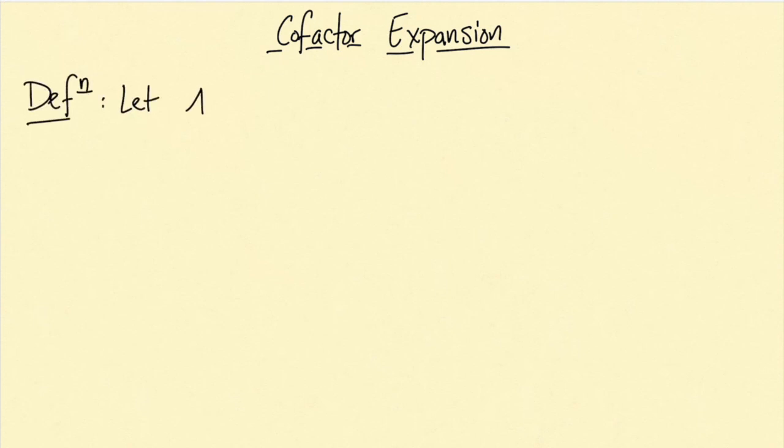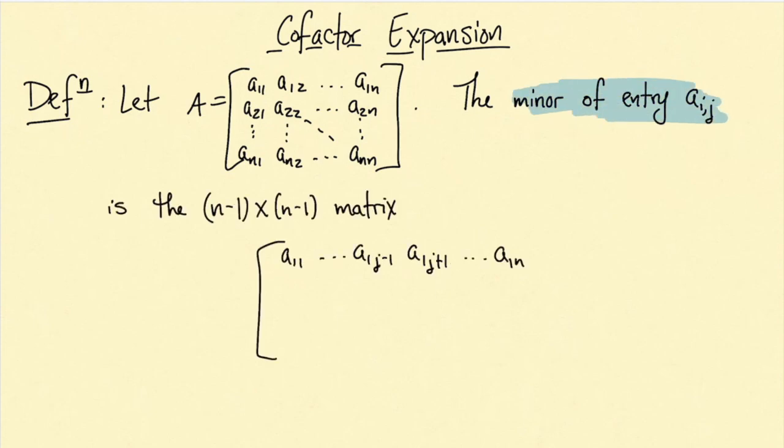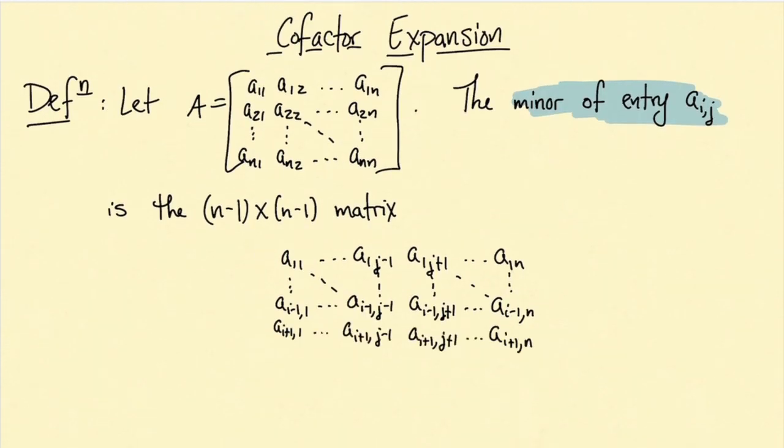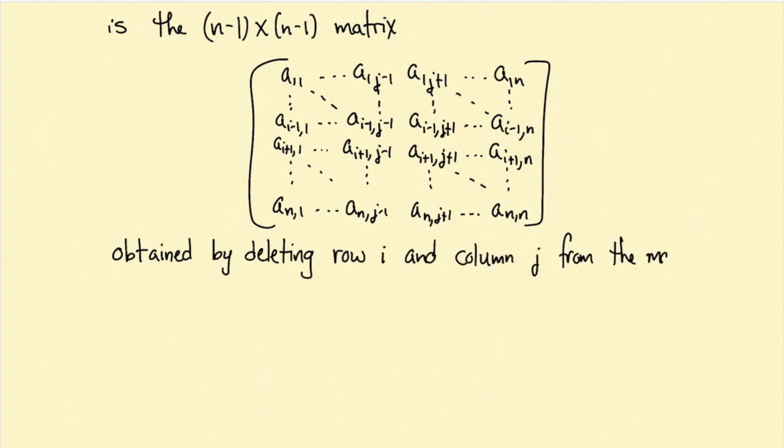So we're going to start out with an n by n matrix A, whose entries are the aij's. We define the minor of the entry aij to be the following n minus 1 by n minus 1 matrix, which is obtained by deleting row i and column j from the matrix A. While the notation in the definition might seem unwieldy, this is not a difficult thing in practice to understand.